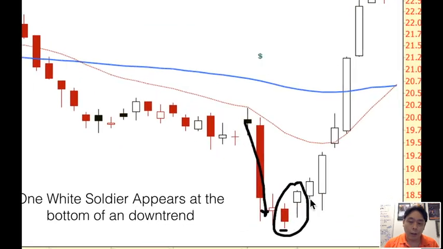So let's take a look. Does it meet our criteria? Criteria 1, the bullish candle has to open above the close of the bearish candle. Check. The bullish candle must make a higher low than the low of the bearish candle. Check. The bullish candle has to close above the high of the bearish candle. Check. All three criteria are met. We have a one white soldier pattern.